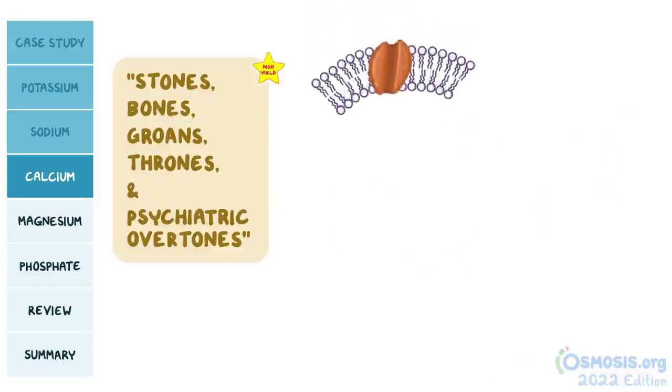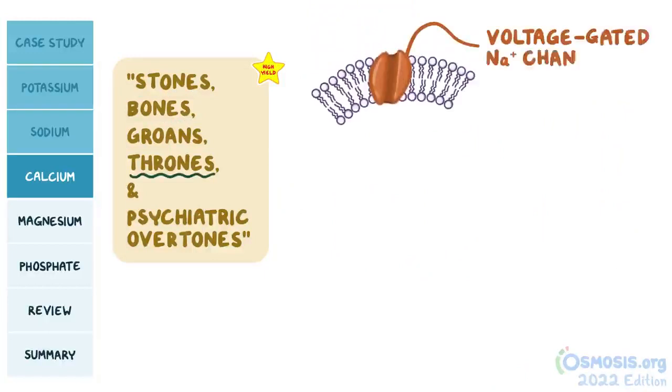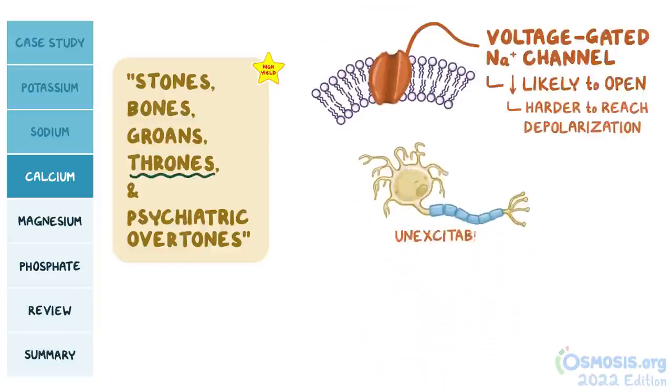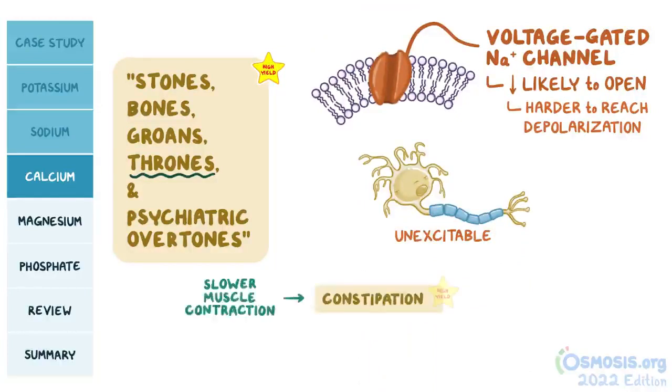For thrones, voltage-gated sodium channels are less likely to open up, which makes it harder to reach depolarization and makes the neurons less excitable. The sluggish firing of neurons also leads to slower muscle contraction, which causes constipation, which in turn can cause abdominal pain.